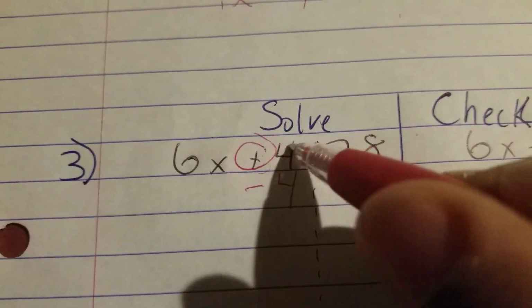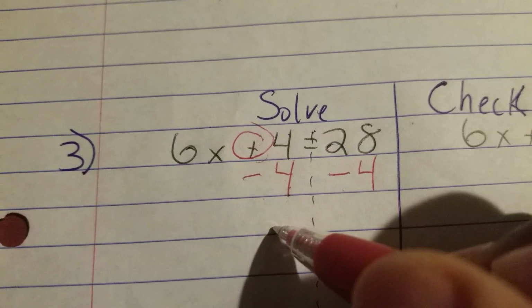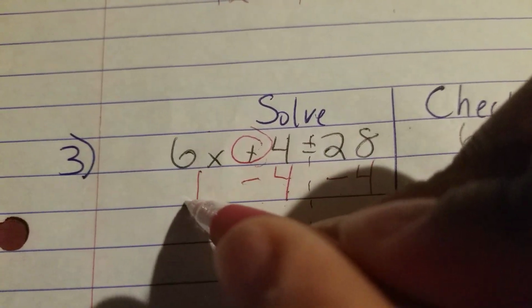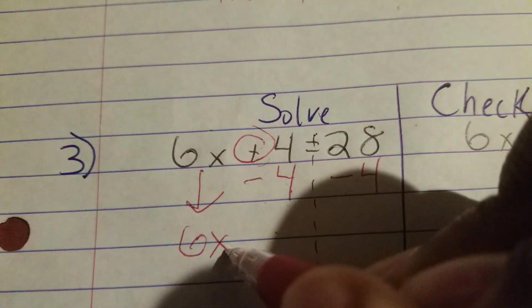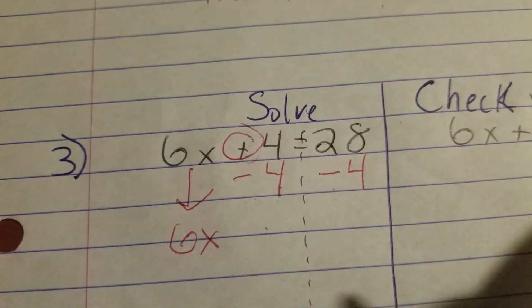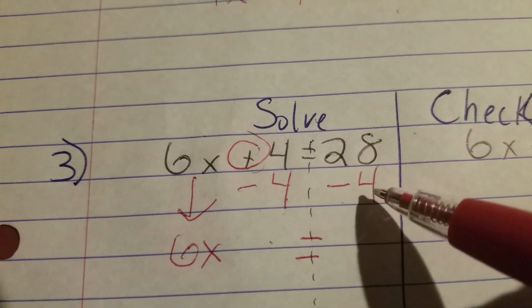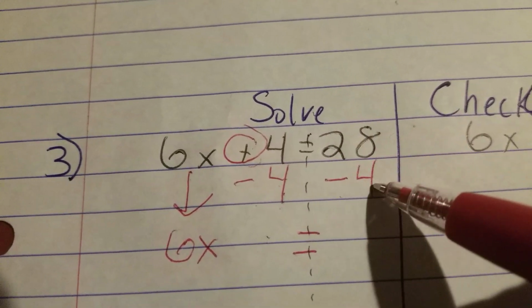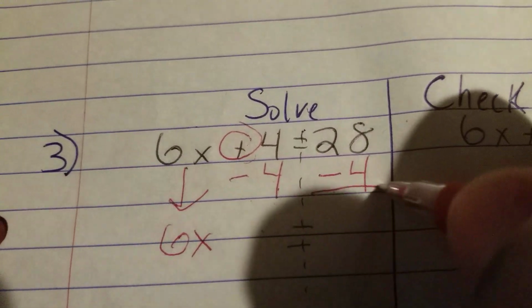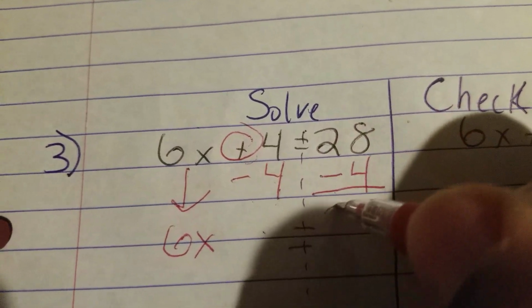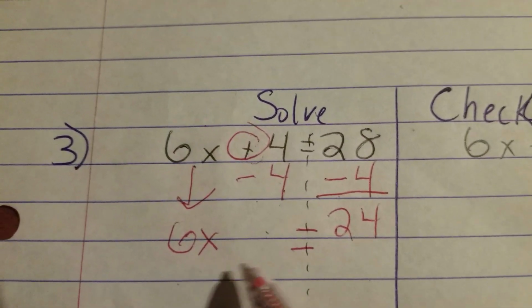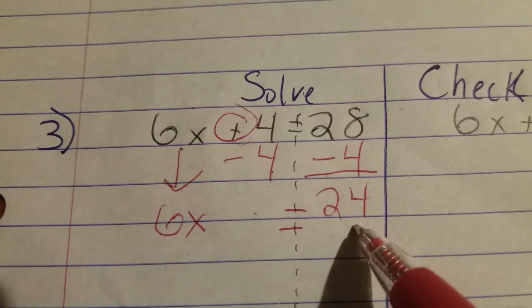These guys, 4 minus 4, becomes 0. So we're not going to write anything. But this 6x is going to shoot down here because nothing happened to it. We're going to keep that equal. And now 28 minus 4. Well, 8 minus 4 is 4. 2 minus 0 is 2. So we now have 6x equal to 24.